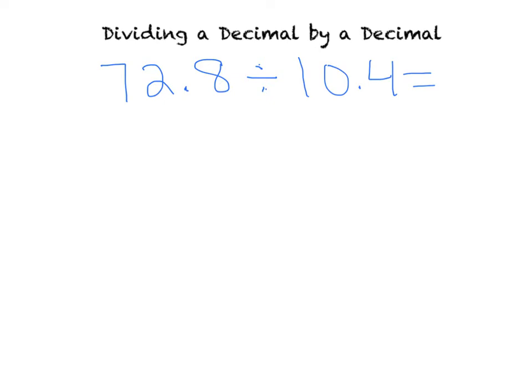Here I have my problem, 72 and 8 tenths divided by 10 and 4 tenths. Again, let's change it into a format that I understand using the bracket. So I'm building my bracket. And then remember, the first number is the dividend, always goes in the middle, or underneath the house, I'm sorry. And then my divisor is the second number, and it always goes on the outside.